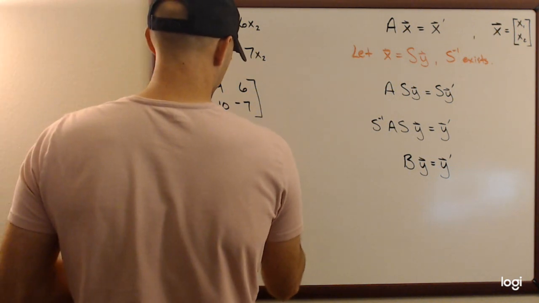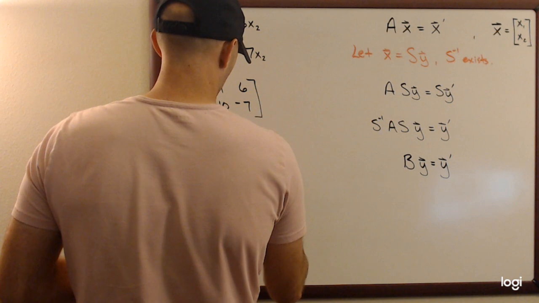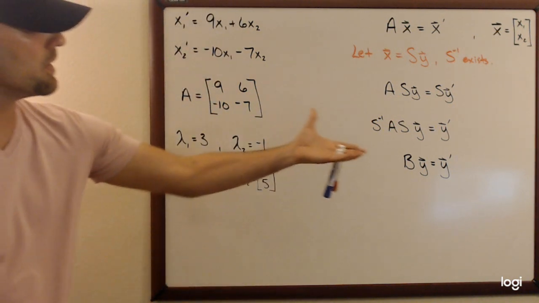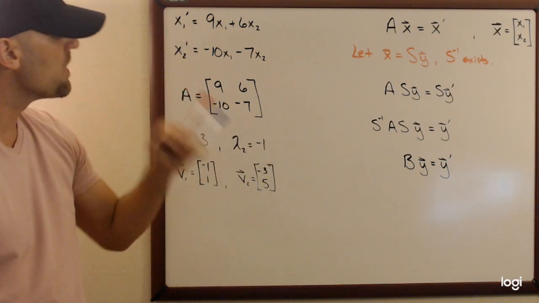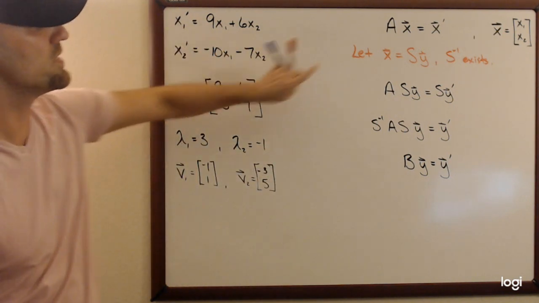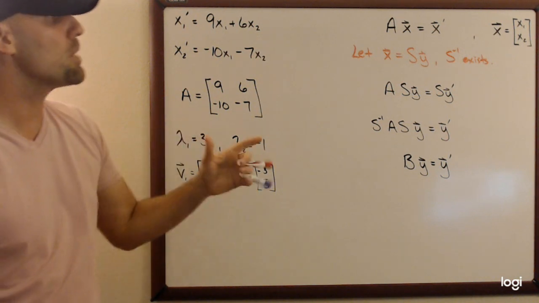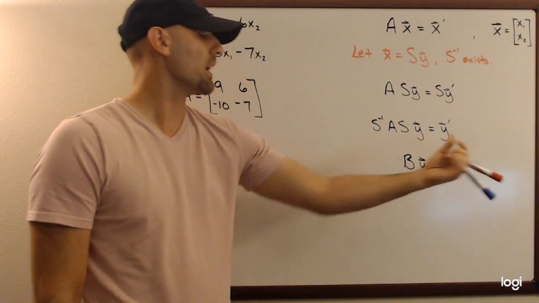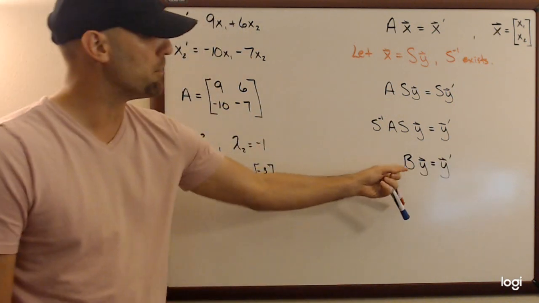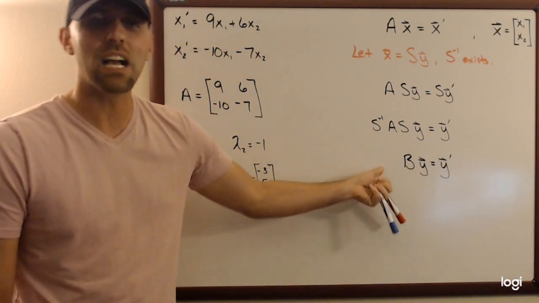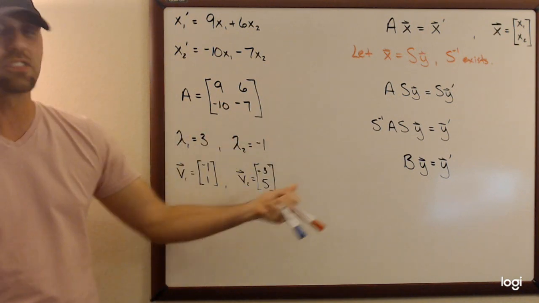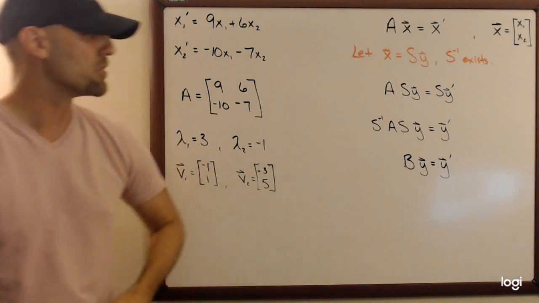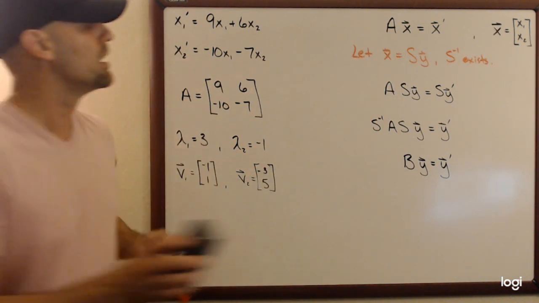Okay, so let's see if we can't unravel what this means. It means that I can take this system and rewrite it as B times Y is equal to Y prime. And again, what was B? B was the diagonalized version of A. It's the matrix with just the eigenvalues as its diagonal entries. So I'm going to do that now.